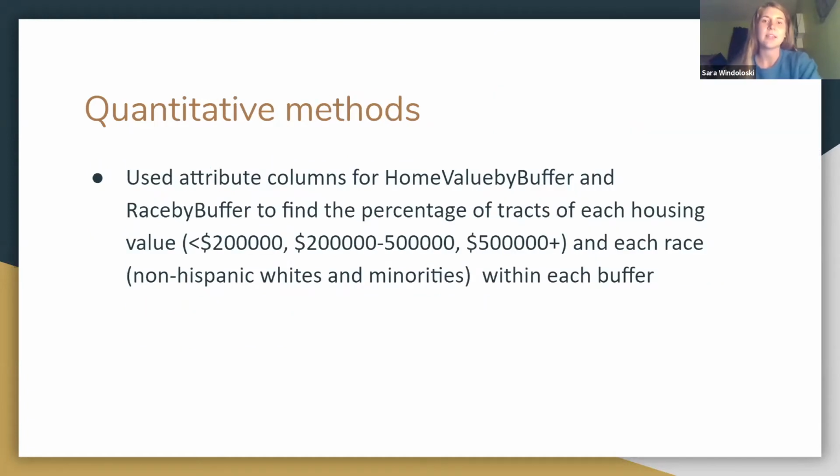For quantitative methods, like I said before, we used 2 main columns in the attribute tables, which are the home value by buffer and the race by buffer. And for the home value by buffer, we used 3 separate categories. And as Lucy said earlier, we use the top 4, the middle 4, and the highest 4 house values found in the original data layer to simplify the data and to see it better visually on our maps.